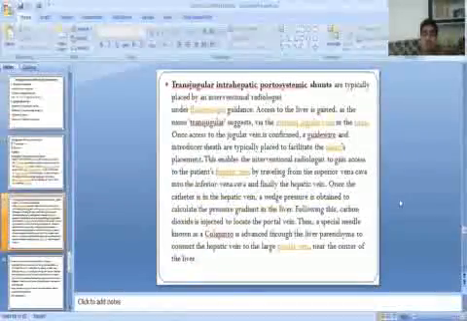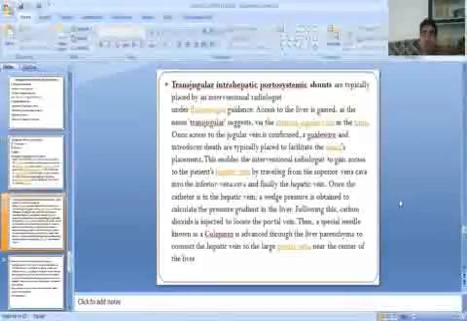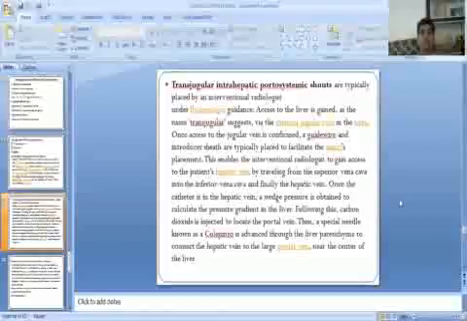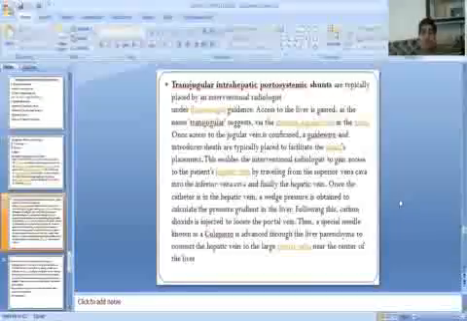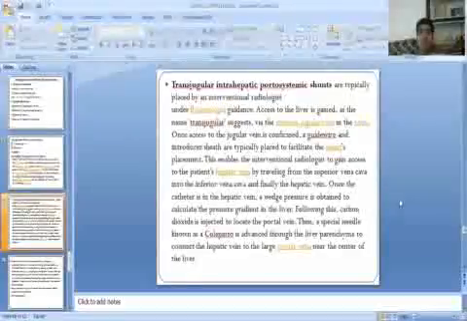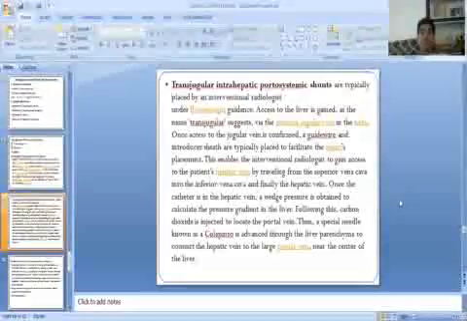Transjugular intrahepatic portosystemic shunts are typically placed by an interventional radiologist under fluoroscopic guidance. Access is gained, as the name transjugular suggests, via the internal jugular vein in the neck. Once access to the jugular vein is confirmed, a guide wire and introducer sheath are typically placed to facilitate the shunt placement. This enables the interventional radiologist to gain access to the patient's hepatic vein by traveling from superior vena cava into the inferior vena cava and finally the hepatic vein.